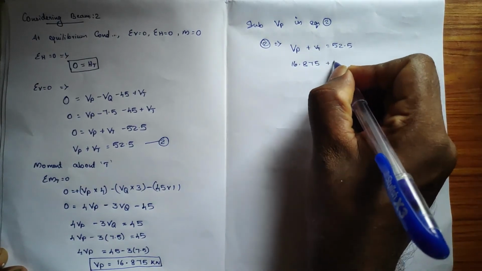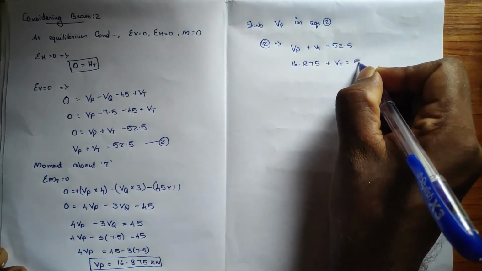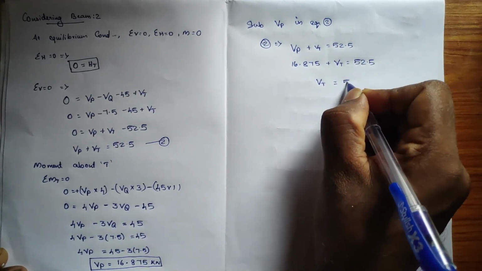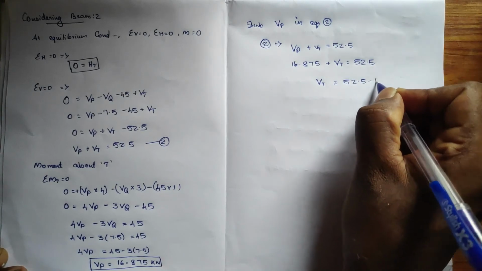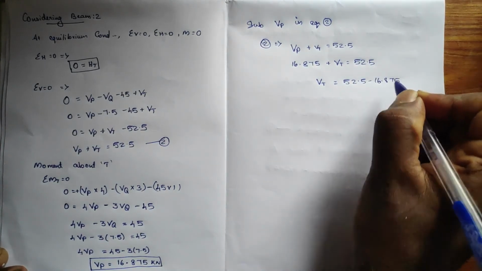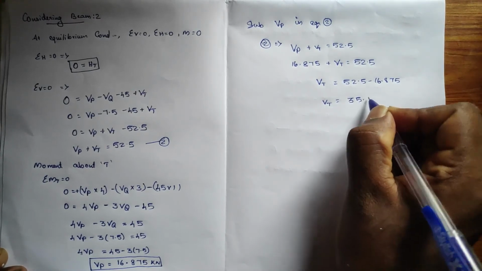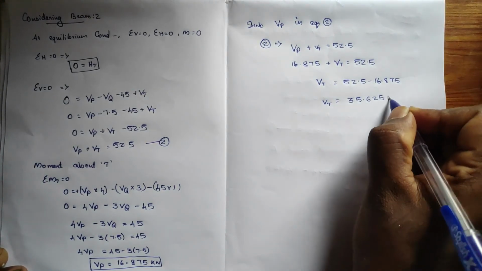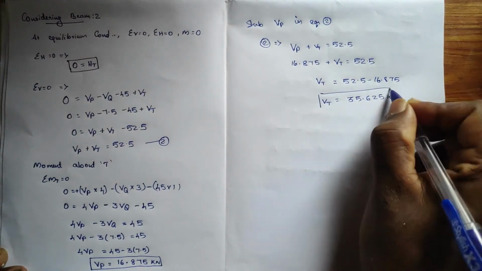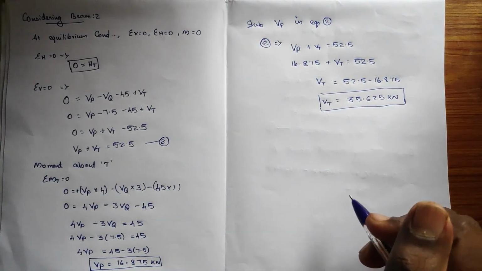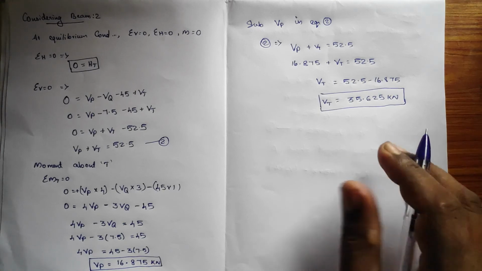16.875 plus VT is equal to 52.5. So VT is equal to 52.5 minus 16.875. So the VT answer will be 35.625 kilonewton. Okay, this is the answer, right? So we have found all the unknowns one by one.